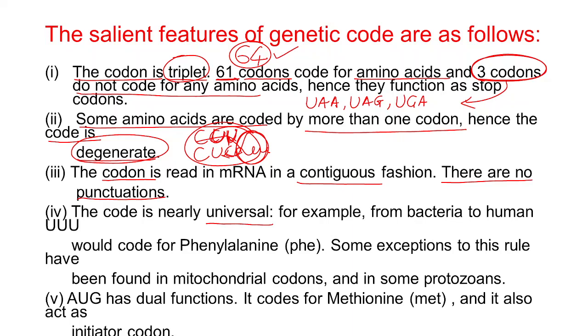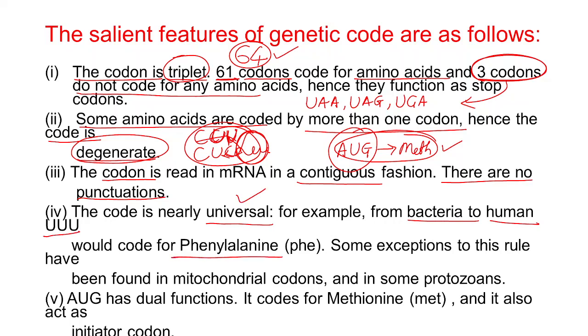That means if AUG is coding for methionine in human beings, then in all organisms including bacteria, AUG will always code for methionine itself. Whether it is present in humans or in primitive organisms such as bacteria, it will code for methionine. Like that, it is called universal. From bacteria to humans, UUU would code for phenylalanine as well as AUG will code for methionine.